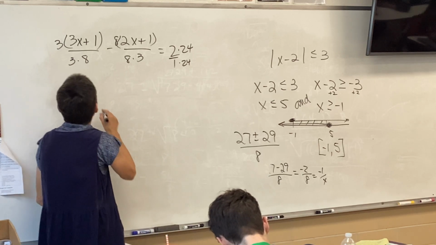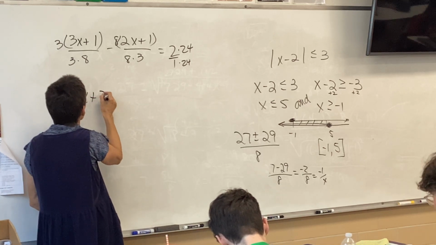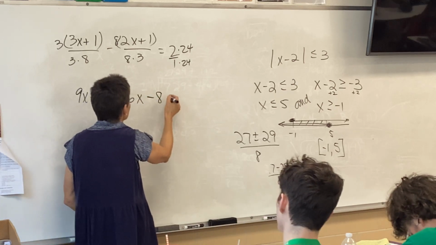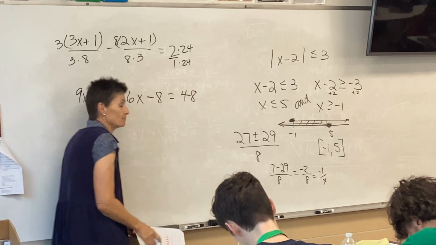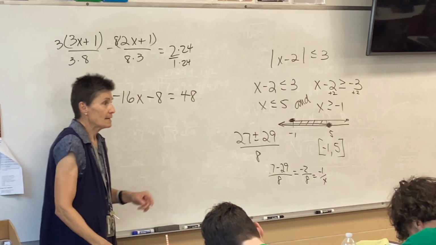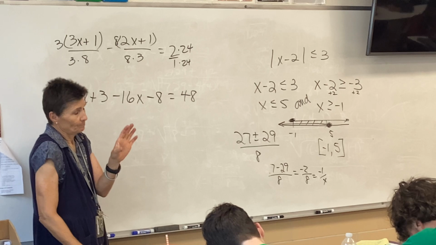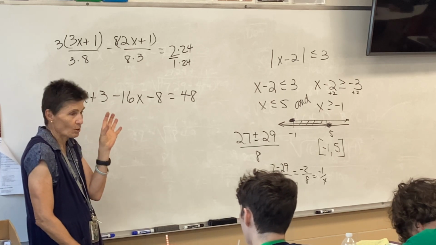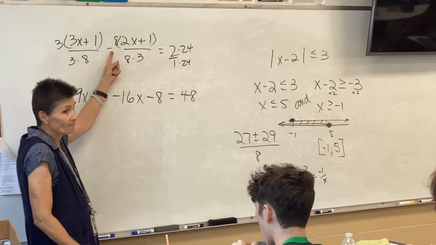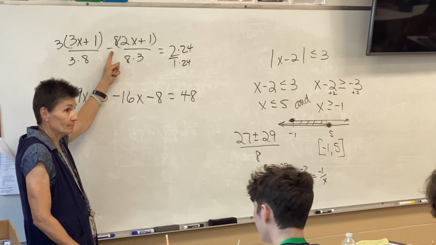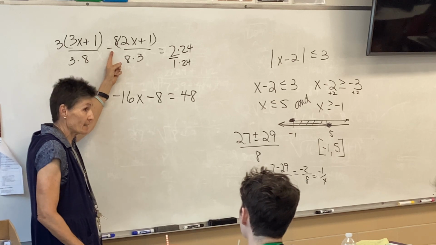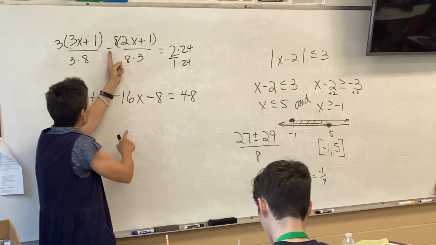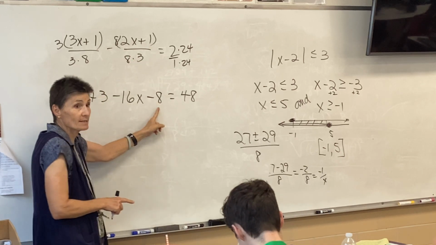Okay? So 9x plus 3 minus 16x minus 8 equals 48. If I had a nickel for every time we screwed this up, I would be so rich. See this right here? That's a negative 8. And I'm distributing it. So negative 8 times 2 is negative 16, and negative 8 times 1 is negative 8.